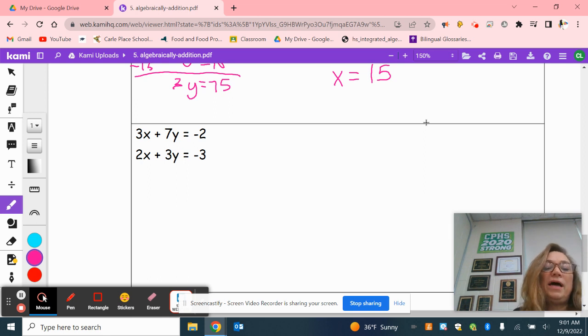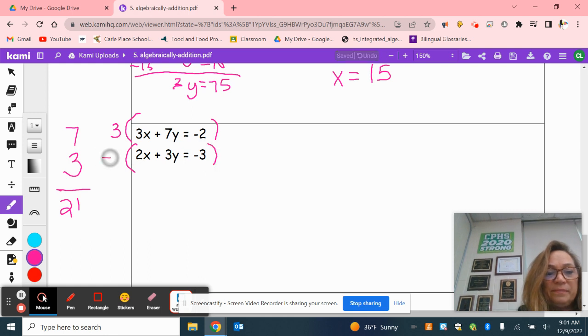Okay, so I'm going to use the 7 and the 3, and I'm going to go for 21. So I'm going to multiply the top by 3 and the bottom by -7. Again, I can't stress this enough. Any multiple, work with the x's or the y's, it doesn't matter, and get any multiple and go for those additive inverses, the opposites. So now I have my new equations.